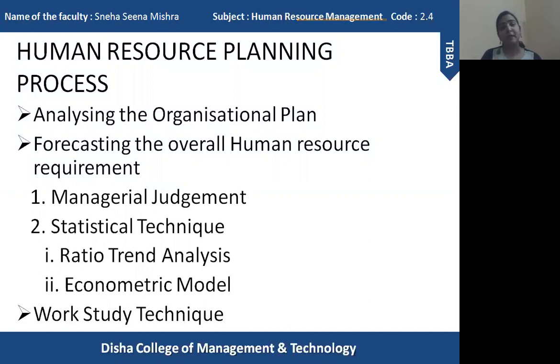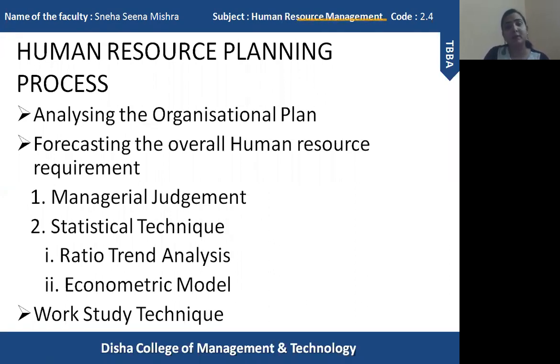Collect the past record, past data, then compare it with the future increased level of production or workforce, and on that basis, by using this method we can estimate how many people are required and what kind of skills and knowledge they need to have in order to manage the future level of workforce or workload. Now the second method under statistical technique is the econometric model.